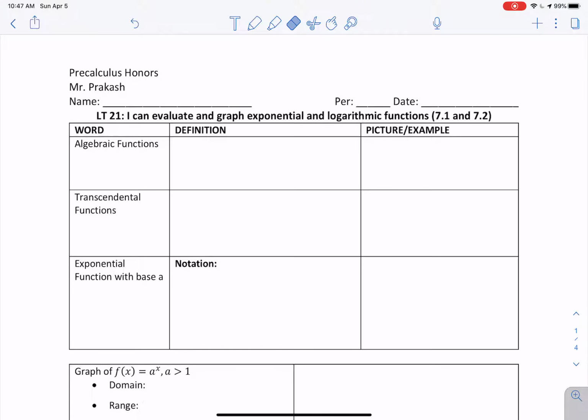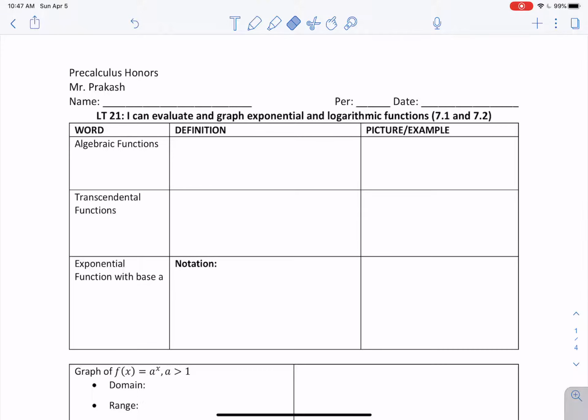All right, so this is looking at chapter 7. We're going to start chapter 7 this week. And this is kind of like the last main unit of the year. We have chapter 7 and chapter 8 kind of put together, and it's all about exponential and log functions.